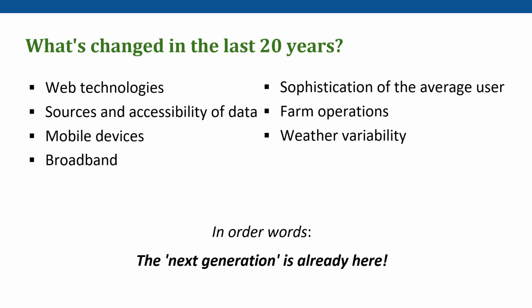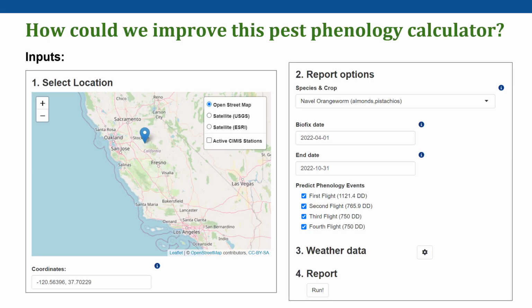There's been a lot of progress, and we just have to figure out how to leverage these opportunities to provide better information to growers. So to make this more concrete, let's take a look at this fairly typical calculator and then think about how we might improve upon it. This is a weather-driven pest predictor that predicts when you could expect to see new generations of navel orange worm in almonds or pistachios. Typically, the user will select their location, in this case by clicking on a map, and then selecting the pest-host combination, the biofix state, and potentially their preferred source of weather data. Then they click Run.